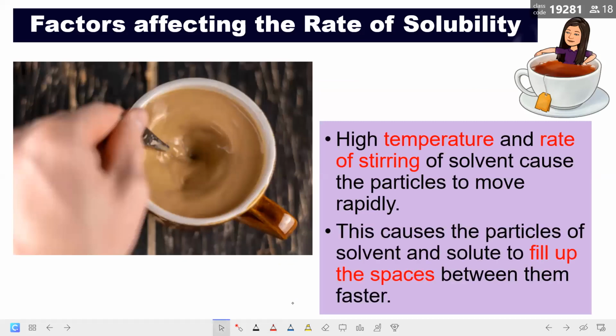Why? Let's talk about the reasoning. When I have high temperature or a higher rate of stirring, the particles can move very rapidly. When the particles are moving very rapidly, the particles of the solvent and the solute will fill up the spaces between them faster. So they're moving very fast and filling up all the spaces together. Therefore, the rate of solubility is higher.